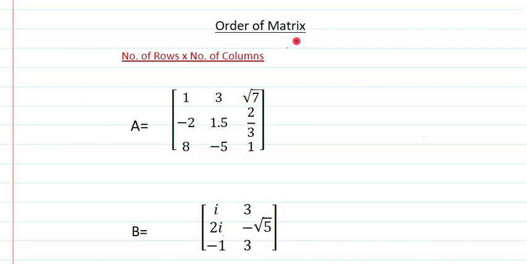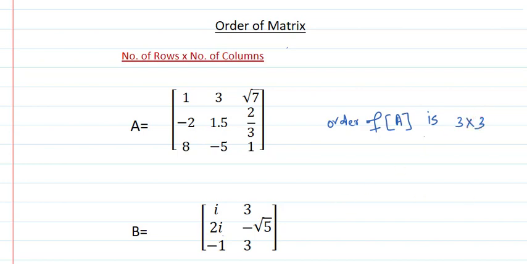Next, let us discuss the order of a matrix. Order of a matrix is given by number of rows by number of columns. So here in matrix A, as I just told you, there are 3 rows and 3 columns. So therefore, we can represent the order of matrix A by this symbol also. Order of matrix A is 3 by 3.